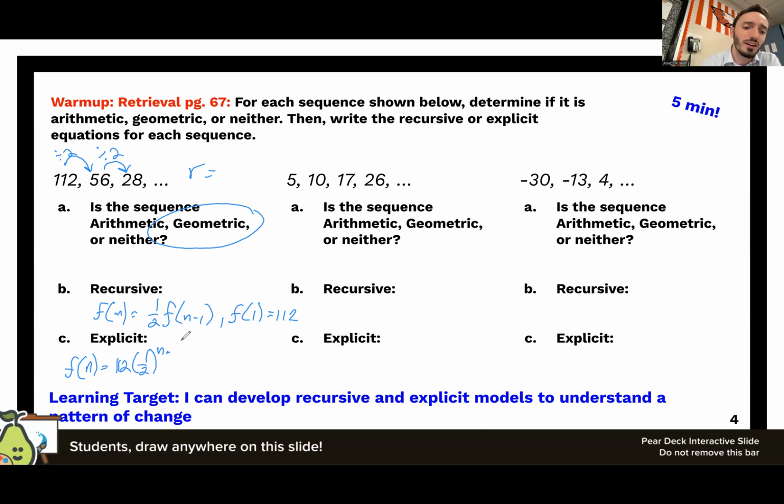So if I'm not careful, and if I don't do that n minus 1 power to sort of shift it back to being the right output for that term of the sequence, I'm not quite going to have the correct explicit equation.